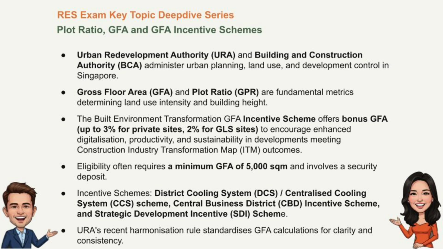Getting this bonus GFA isn't just filling in a form then. What's the process like? Definitely not just a form. It's a multi-stage process. First, the applicant submits their concept plan outlining how they'll achieve the ITM outcomes to BCA. If BCA issues a letter of acceptance, LOA, then they have 6 months to submit the formal development application, including the GFA calculations showing the bonus, to URA.